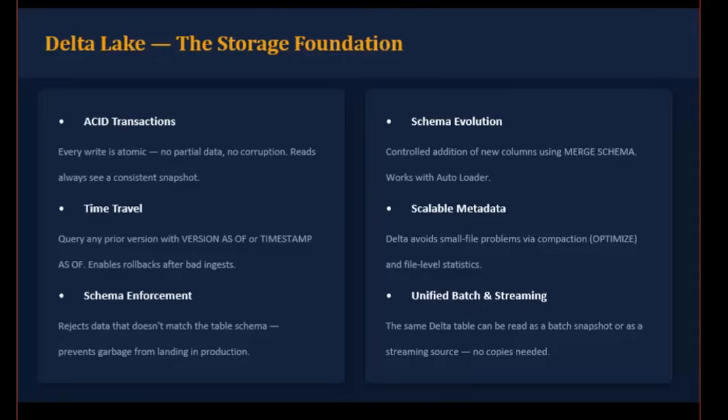Now talking about scalable metadata, Delta solves the small files problem that actually plagues plain Parquet. The OPTIMIZE command compacts small files into larger ones, and the file-level statistics enable data skipping. Spark reads only the files that might contain rows matching your filter. Talking about unified batch and streaming, the same Delta table can be a streaming source or a batch table. No copies, no syncing. One physical table serves both use cases.